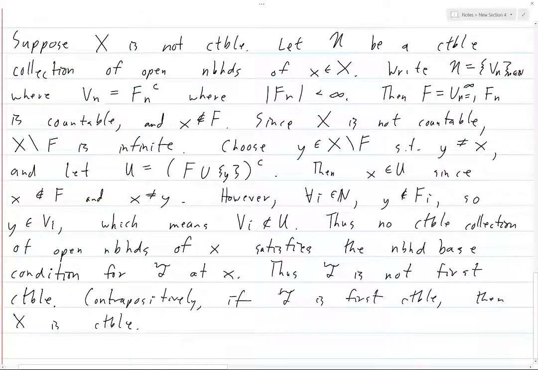So hence, tau is first countable if and only if X is countable. And this finishes the exercise.